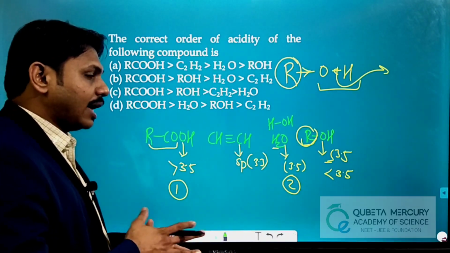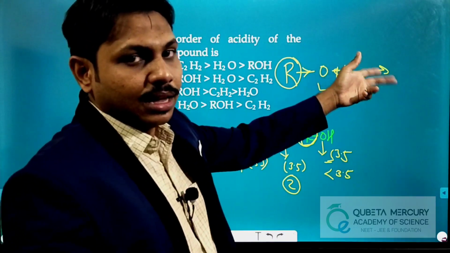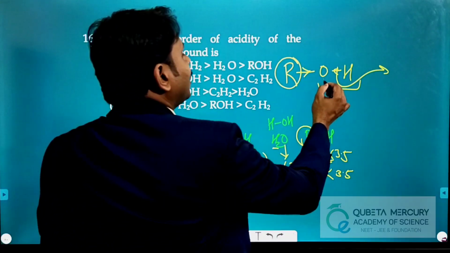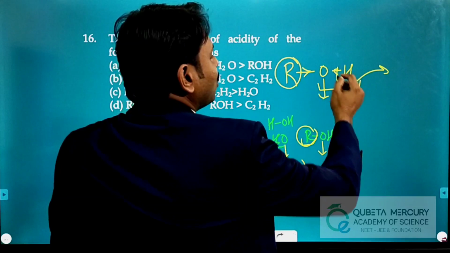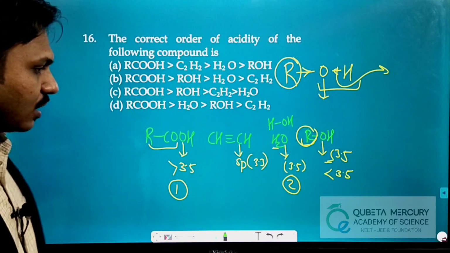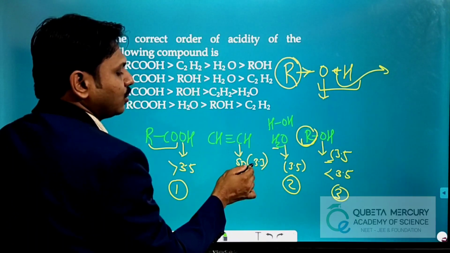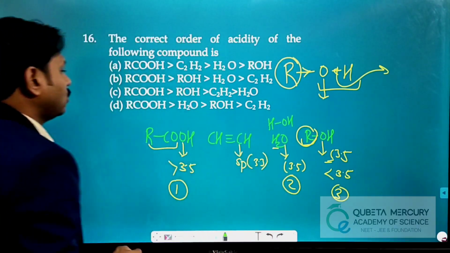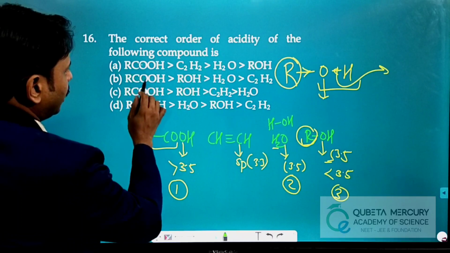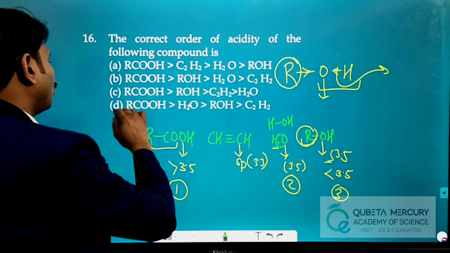So the greater the polarity of the OH bond, the greater will be the acidity. With a decrease in electronegativity, the polarity of the bond will decrease. Okay, so the third position goes here, and this one, having only 3.3, gets the fourth position. So the correct order of acidity is RCOOH, then water, then ROH, then acetylene.